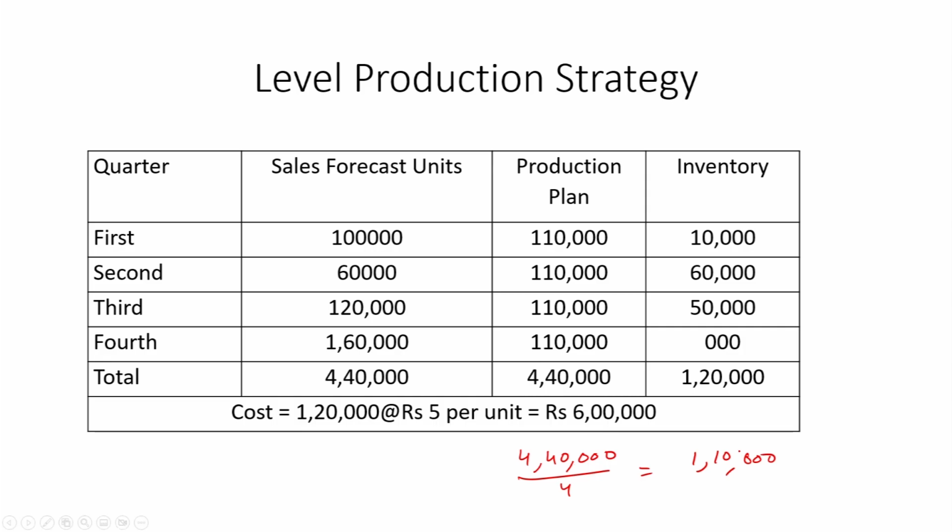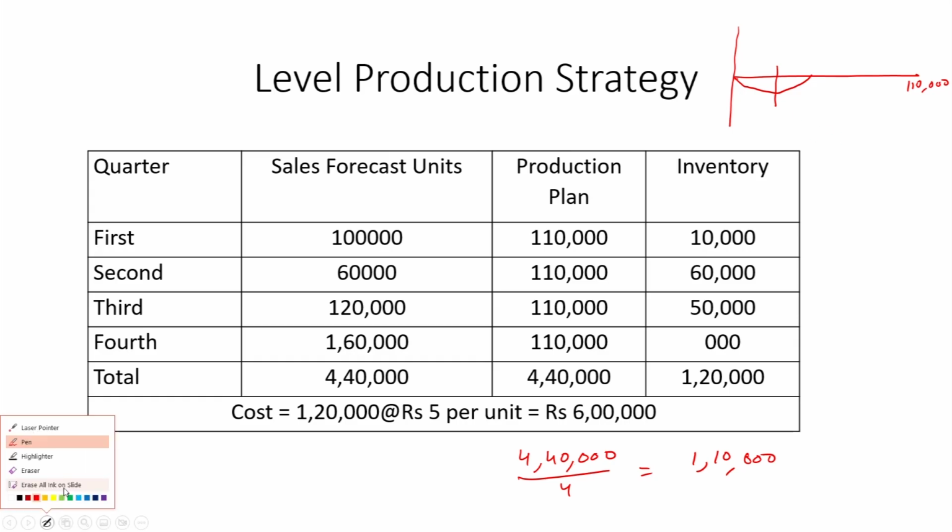1,10,000 units. So, I am putting a level production rate, it is something like this. If we see it graphically, I will produce 110,000 in every quarter. In the first quarter the demand is less. So, I am producing more than the demand, and in the second quarter it is further less.